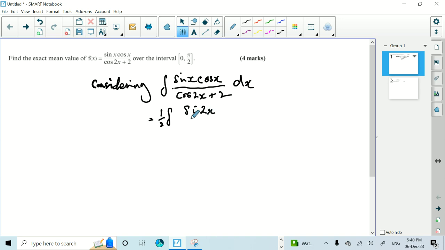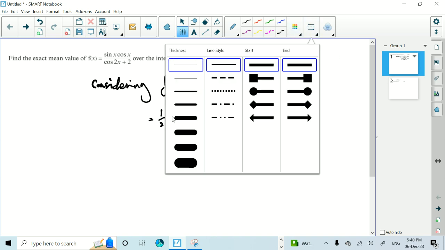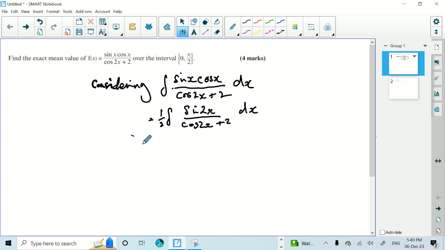of sin 2x over cos 2x plus 2 dx. Now, that helps us a lot because now we can use substitution. I can say let u equal cos 2x plus 2.